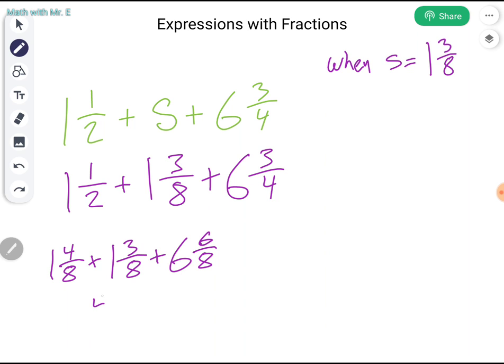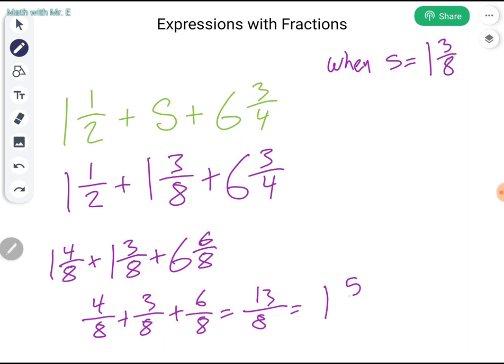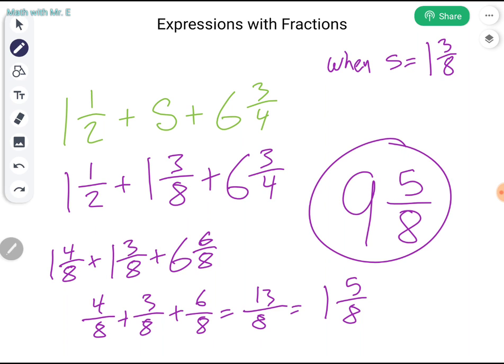So let's go ahead and add those fractions first. 4/8 plus 3/8 plus 6/8 would be 13/8, which is 1 5/8. Now we've got 1 plus 6 plus 1, which is 8. So we've got 8 plus 1 5/8, and our answer is 9 5/8. So that's how we can do algebraic expressions with fractions.